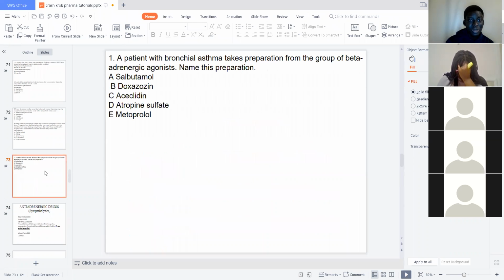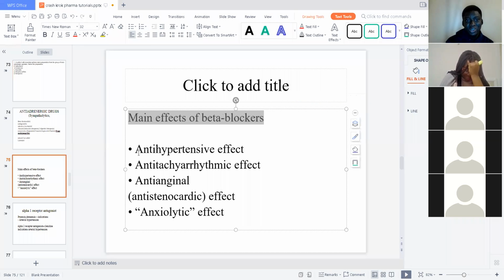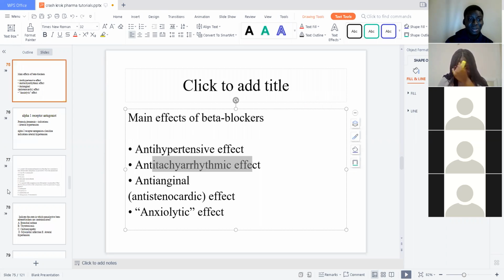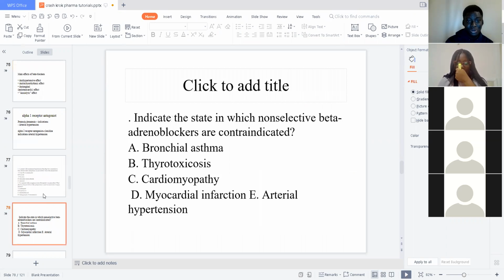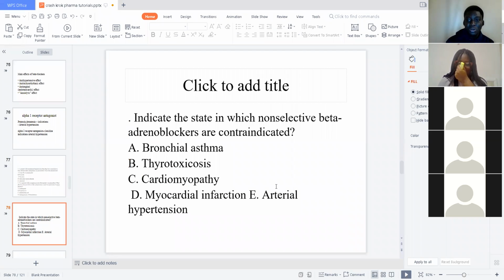Okay, so remember we talked about the use of beta-adrenergic drugs here. These are the main effects of beta blockers: antihypertensive, antiarrhythmic, and anti-angina. This question was basically asking you the mechanism of action. So here it is anti-angina. Okay. So next question, Joshua.